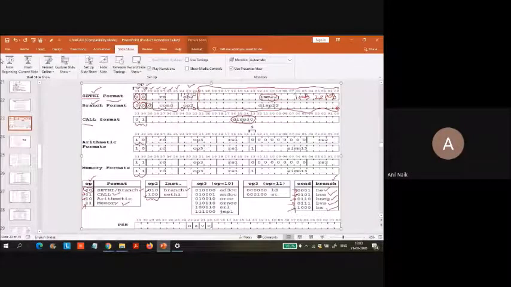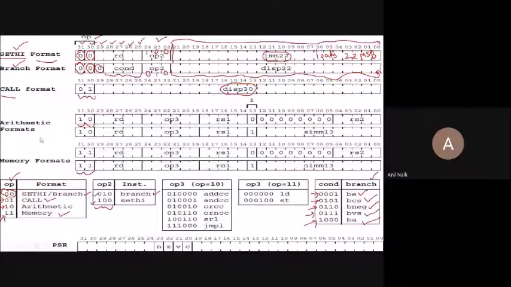Then arithmetic is very simple. As you know, to perform arithmetic, you require 2 numbers and store the result in a destination. So these 2 bits, 30 and 31, specify that it is an arithmetic type of instruction. Arithmetic means addition, subtraction, arithmetic operations.